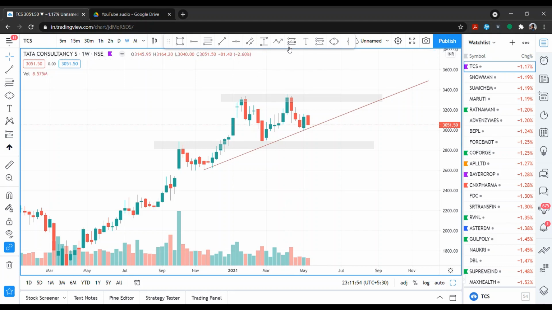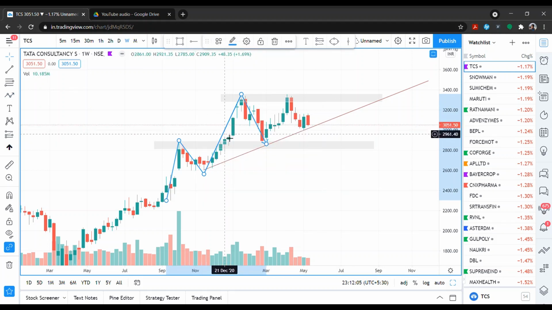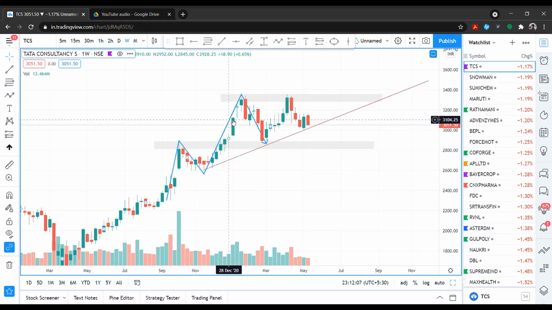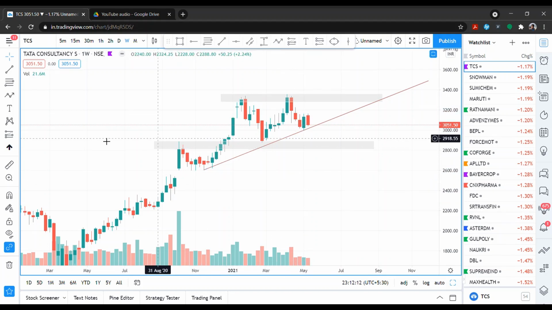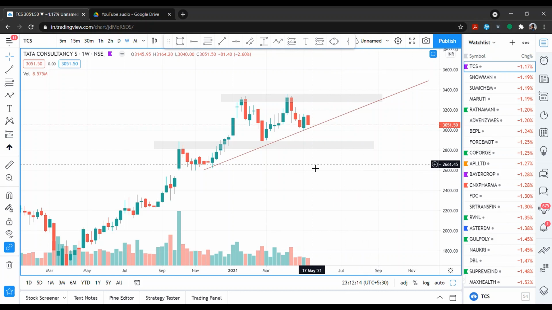Here the price went up, pulled back, broke the highs, and again came back to the broken highs. This area will act as a level of support, and this is the area of value for us. So we found an area of value in the weekly time frame, and I'll be jumping down to the daily time frame to find some entries.